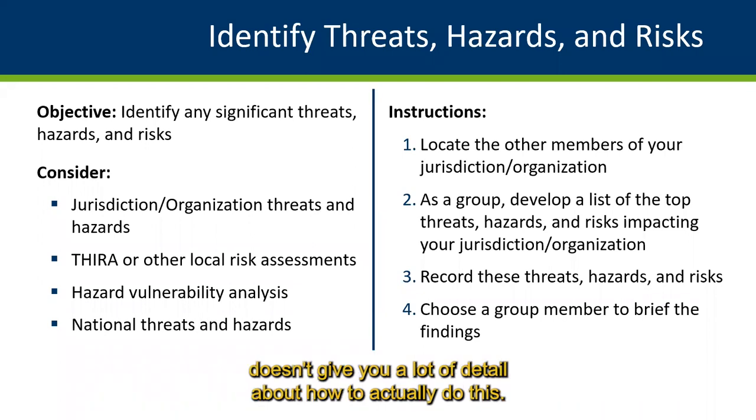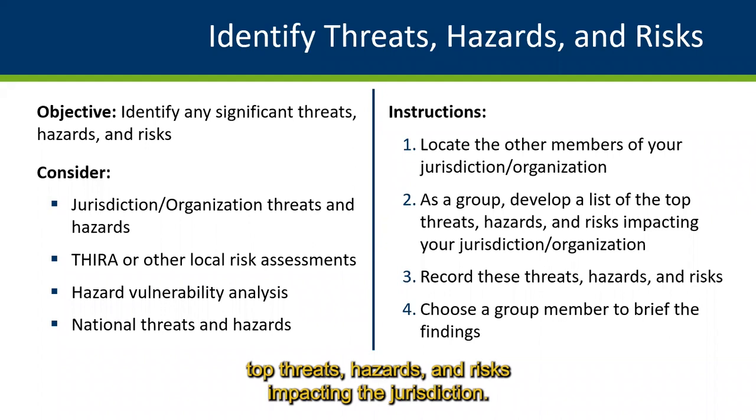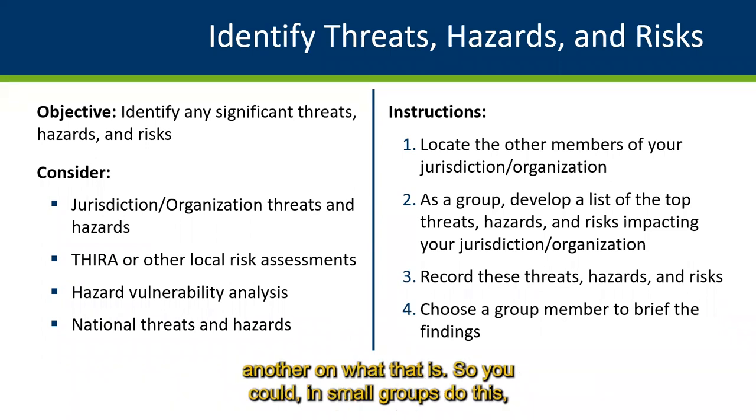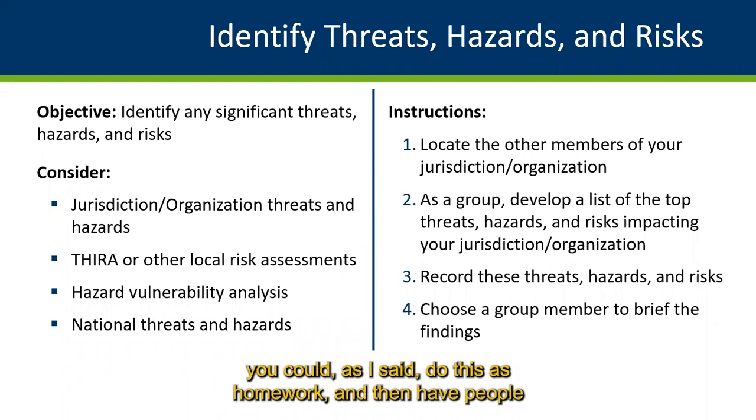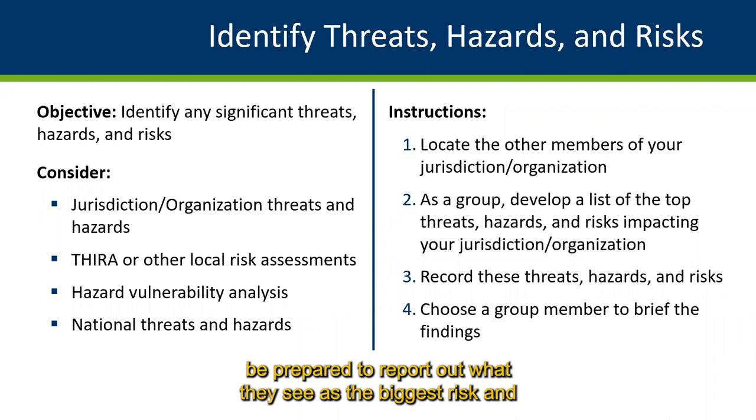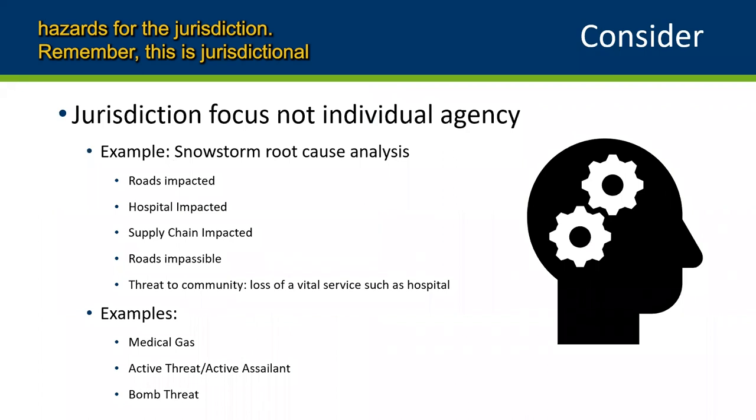So this is the activity that's provided by HSEEP, and so it doesn't give you a lot of detail about how to actually do this, but what you're trying to do is that number 2 over there on the instruction. As a group, you're developing a list of the top threats, hazards, and risks impacting the jurisdiction. You're recording those, and then you're going to brief one another on what that is. So you could, in small groups, do this. You could, as I said, do this as homework, and then have people be prepared to report out what they see as the biggest risk and hazards for the jurisdiction. Remember, this is jurisdictional focus. It's not individual agency focused.